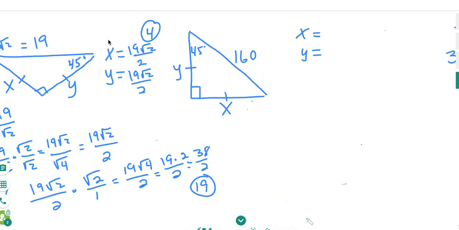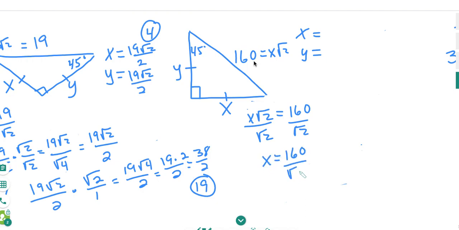All right, let's look at number 4. Number 4, we have a hypotenuse of 160. Again, we know that 160 is going to equal x times the square root of 2. And so we're going to do x square roots of 2 is equal to 160. We're going to divide by the square root of 2, and we're going to have x is equal to 160 divided by the square root of 2.